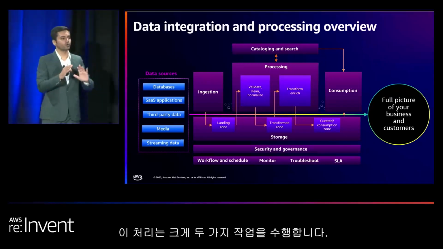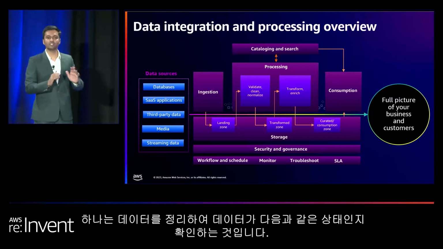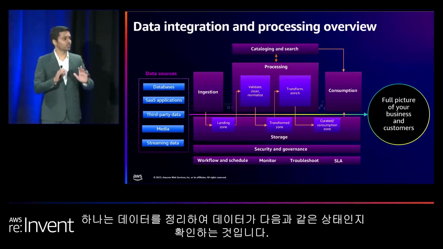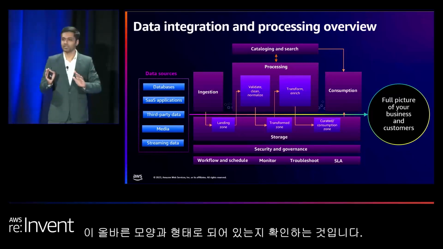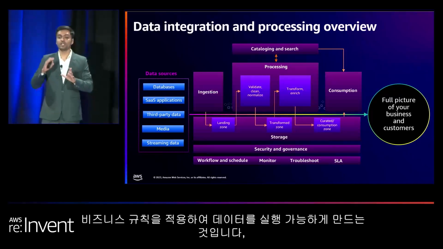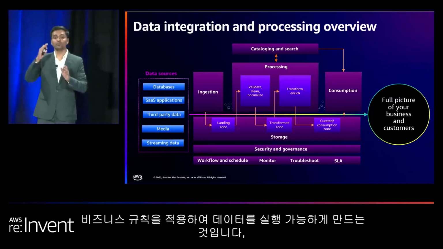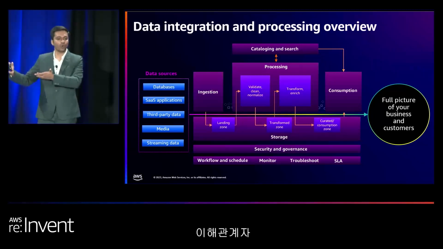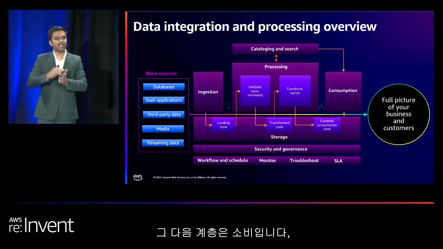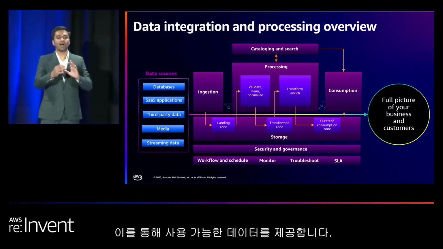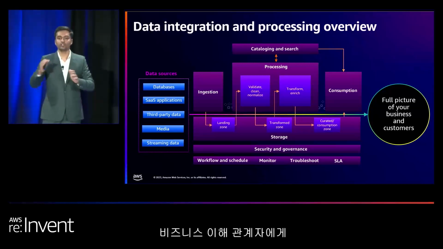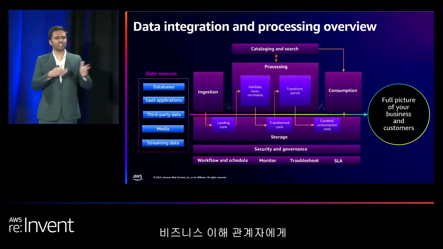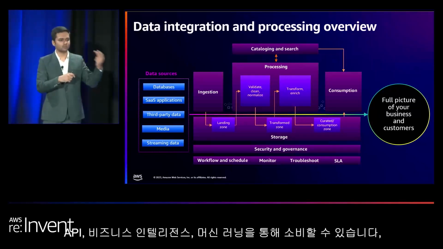This processing will do two major jobs. One is to cleanse your data, to make sure your data is in the right shape and form. The second, it's going to make sure you apply the business rules, so you make the data actionable and you can serve it as an outcome to your business stakeholders. Then the following layer is the consumption, via which you provide that available data to your business stakeholders, which can consume via APIs, business intelligence, machine learning, and so forth.